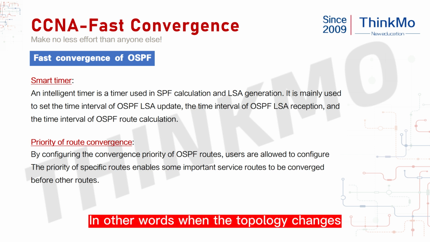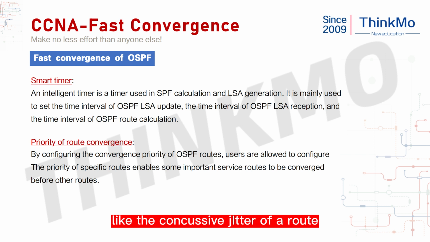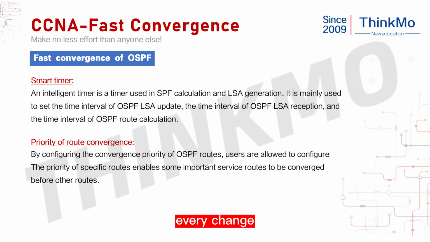In other words, when the topology changes, like the jitter of a route. Let's say the line is unstable. It gets better and worse. In this case we call it jitter. Every change.